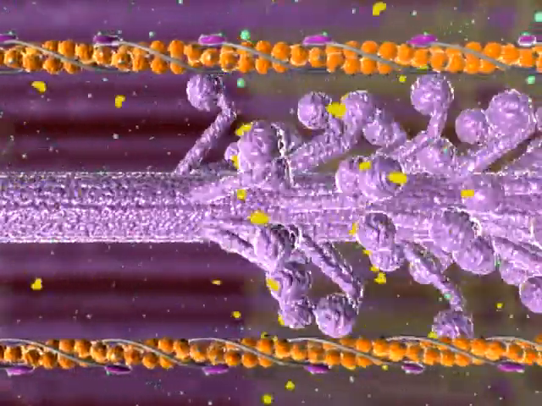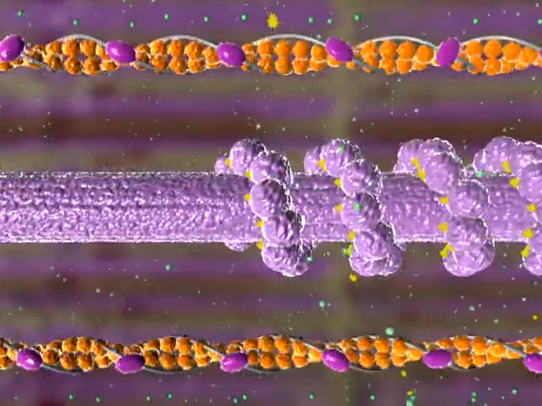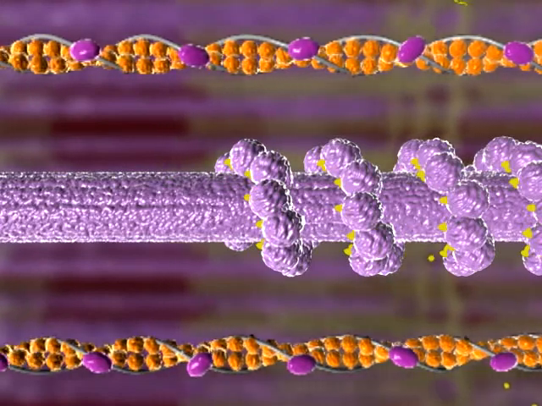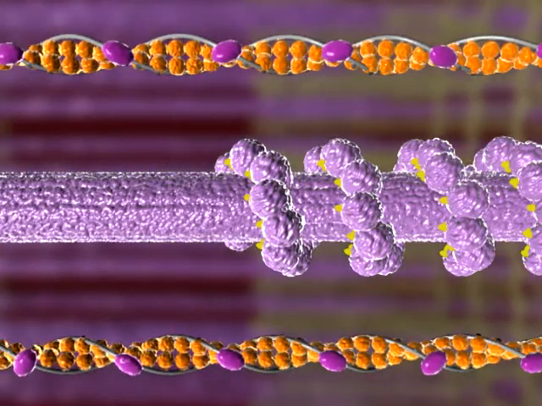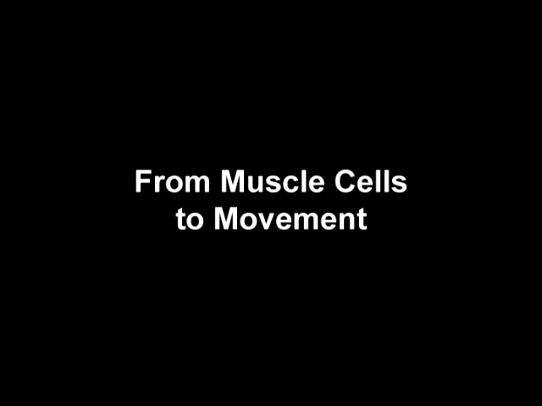When the action potentials stop, calcium ions are pumped back into the ER. The myosin binding sites on actin are again blocked, and the muscle relaxes. During muscle contraction, actin filaments are pulled toward the center of the sarcomere.